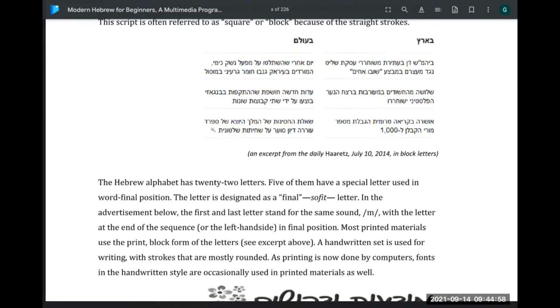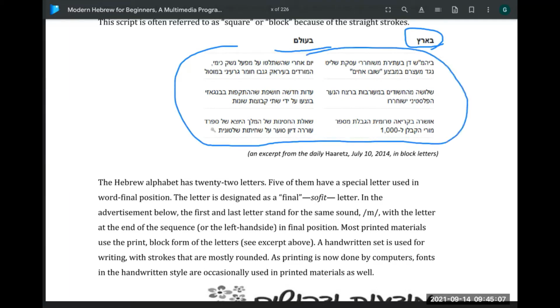Okay, so here's an example of the script, from Haaretz, July 10th.